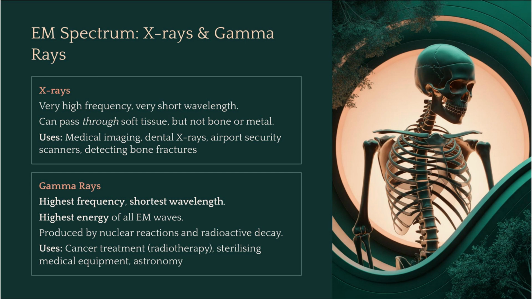X-rays have such a high frequency and short wavelength that they can pass right through your skin and muscles. But they get stopped by your denser bones. This makes them perfect for medical imaging. At the very top, with the absolute highest frequency, are gamma rays. These are given off by nuclear reactions and cosmic events. They are extremely energetic and dangerous, but we can also use them in a controlled way to destroy cancer cells.